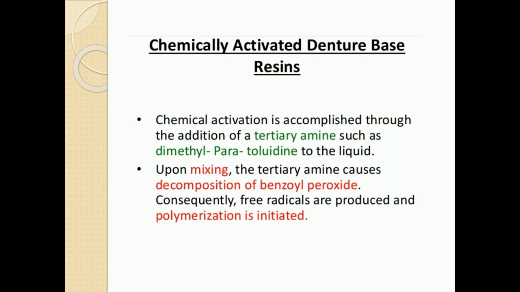So coming on to the chemically activated denture base resin. These are chemically activated, as the name suggests. Chemical activation is accomplished through the addition of a tertiary amine, such as dimethyl para-toluidine, to the liquid. Upon mixing, the tertiary amine causes the decomposition of benzoyl peroxide. Consequently, free radicals are produced and polymerization is initiated.